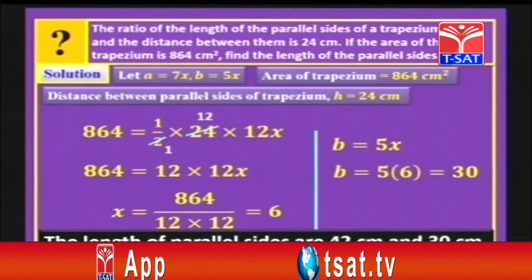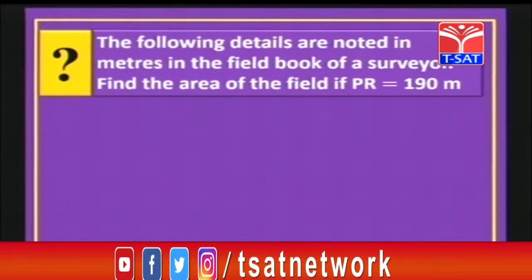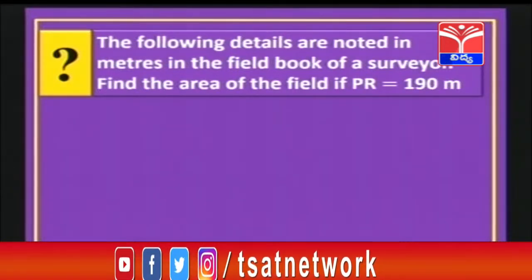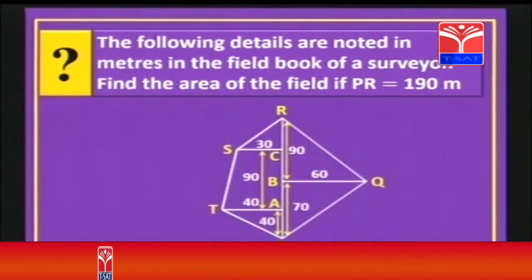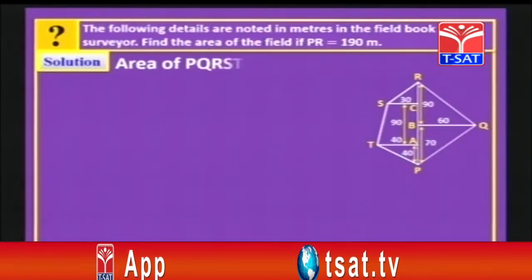Let us move on to our next problem. The following details are noted in meters in the field book of a surveyor. Find the area of the field if PR is 190 meters. So this is the figure shown, children. Okay, and the values are also given. We need to find the area of this field. Let us start with the solution.